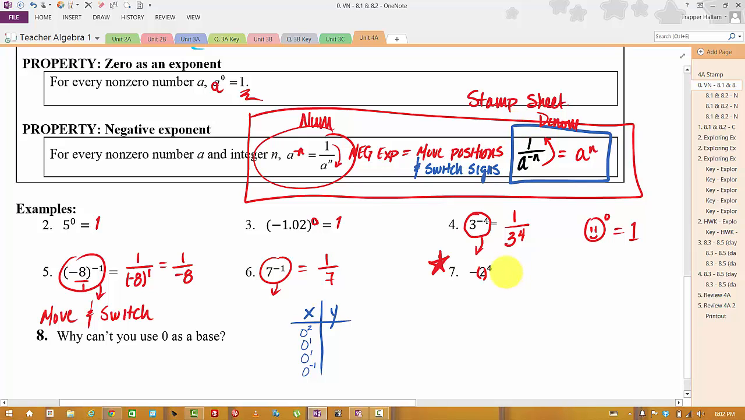So let me rewrite this for you so you can see it. This really equals -1 times 2 to the 4th. So you have to be very careful with this one. So the result is 2 to the 4th, which is 2 times 2, which is 4. 4 times 2 is 8, and 8 times 2 is 16. It's -1 times 16, or -16. This one stays negative because the negative's outside the parentheses.